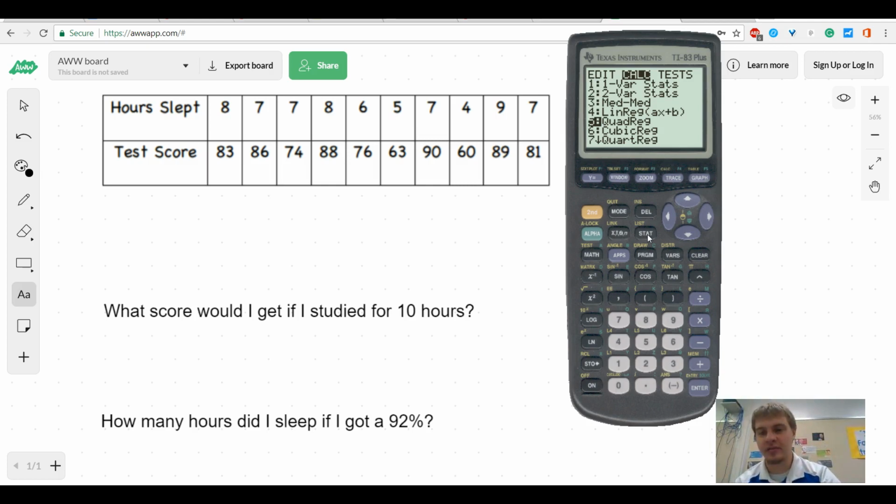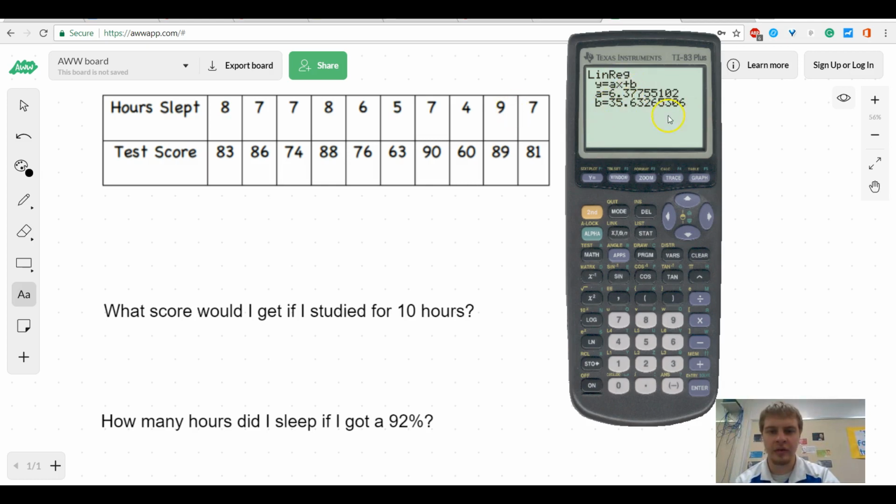A lot of times that's really useful information to have. We're going to use this lin reg right now, and then hit Enter. You'll notice that it gave me a line equation where we have y equals ax plus b. The a is my slope, and the b is my y-intercept.